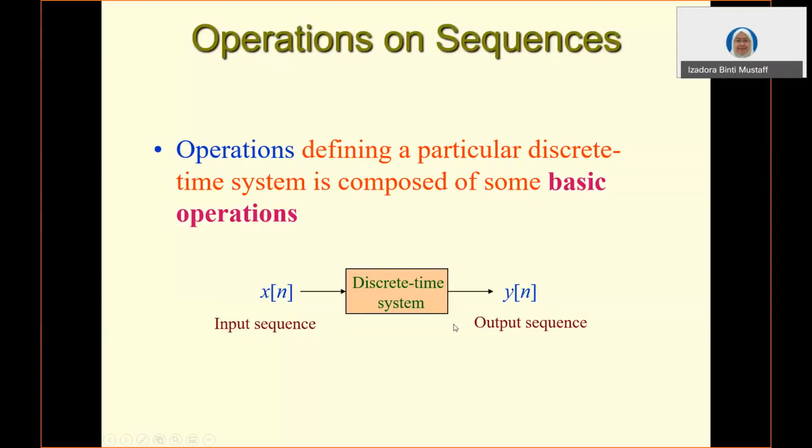So operations defining a particular discrete time system is composed of some basic operations. So you have an input sequence xn and masuk dalam system, okay, and you have the output of sequence yn. So this notation, please be very mindful of it. So means that kalau input saja mesti xn, kalau output saja mesti yn, okay. So always remember that, okay.